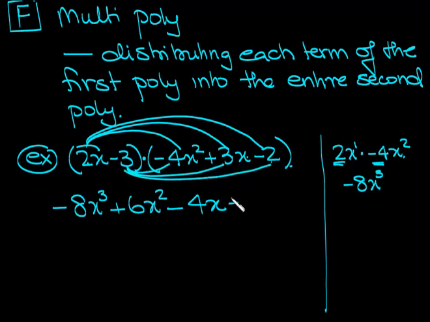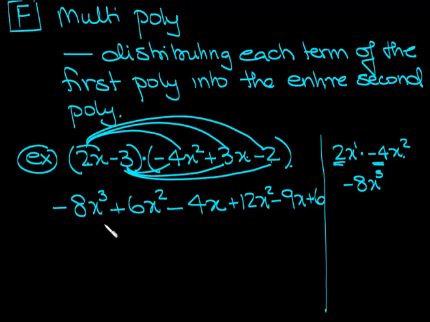So we get positive 12x squared minus 9x plus 6. Negative 3 times negative 4 is positive 12. Negative 3 times positive 3 is negative 9. Negative 3 times negative 2 is positive 6. Now that we are done distributing and getting rid of our parentheses, we collect the terms like we did before.